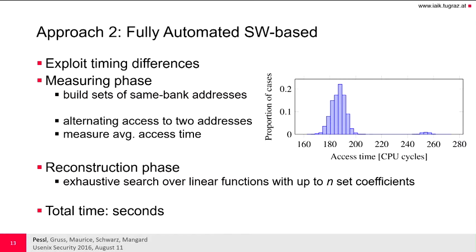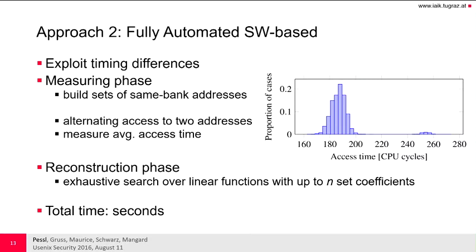Now, if these two addresses are in the same bank but a different row, then we trigger a row conflict for each and every access. Thus, the average access time is high. This corresponds to the small peak on the right of this histogram. If the addresses are either in the same bank and same row, which is kind of unlikely, or in a different bank altogether, which is by far the most likely case, then access is fast. This is the large peak on the left of this histogram.